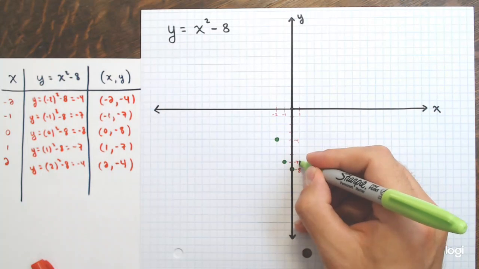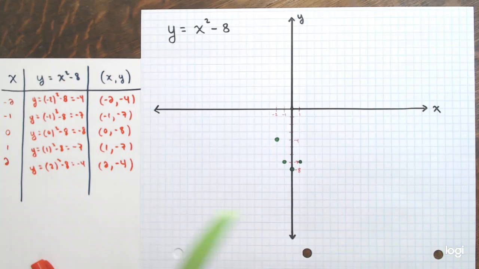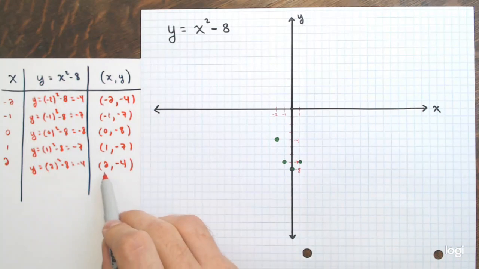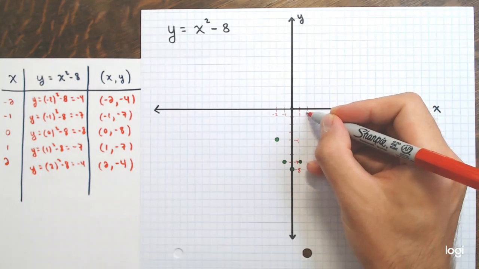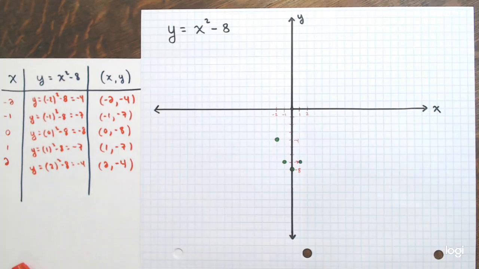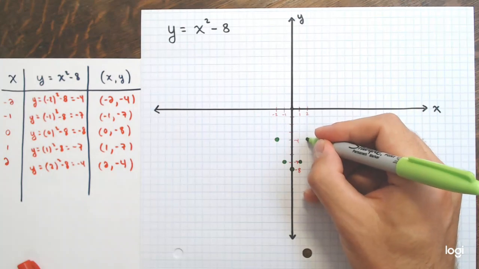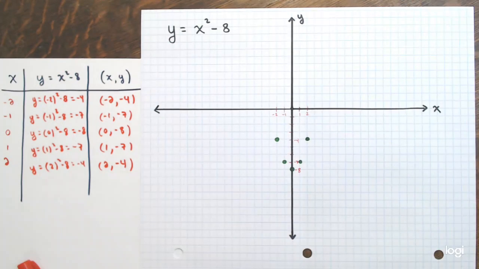That's this location. And finally, again, we can plot more. 2 for x, negative 4 for y. That's this location. All right. Again, you can put in other ones. I might as well put in some other ones.